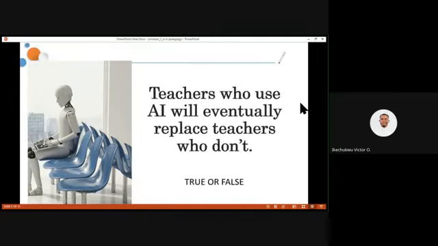All right, so another question. Teachers who use AI will eventually replace teachers who don't. True or false? Is that true or is that false?